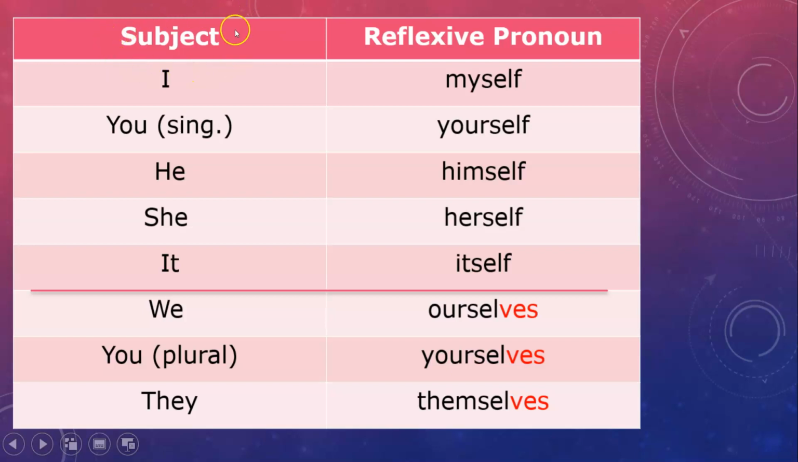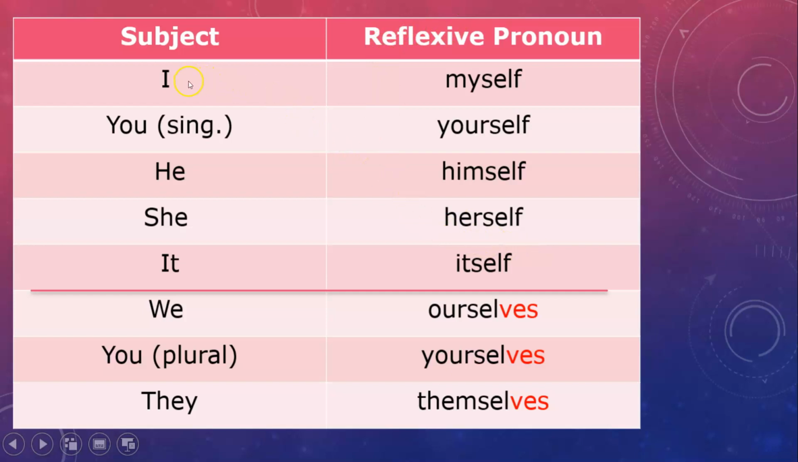The first column represents our subjects. In English, we have singular and plural. For the singular, the first person singular, we have I, second person singular, you, and third person singular, we make a difference between he, she, and it for objects. Then below this red line, we have plural: we, you, and they. Here on the right side, we have corresponding reflexive pronouns.